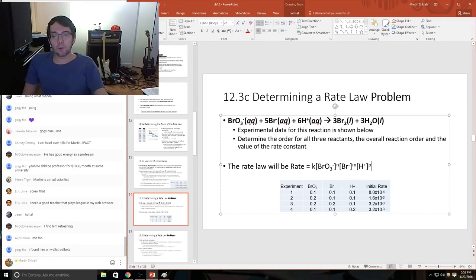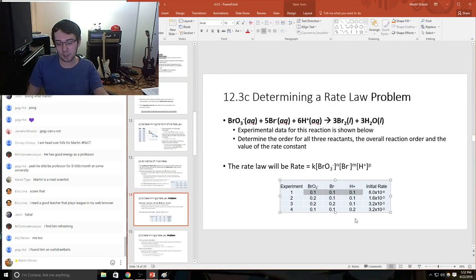This is bromate plus bromide ion plus protons, hydrogen ions, resulting in 3 diatomic bromine gas and 3 water molecules. And we have the experimental data for this reaction. Again, we use this method of initial rates. We hold all 3 constant at 0.1 molar, then we raise this one, then we raise this one, and then we raise this one. That way we can determine the rates of each.